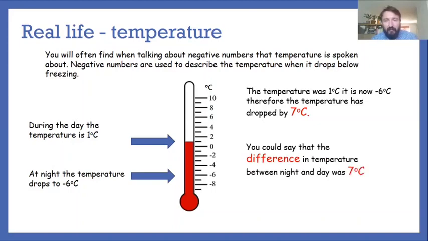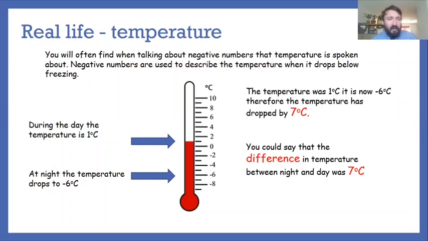Now, this word here is quite important because you will see this come up today, and you'll certainly see it throughout Year 6. You could say that the difference in temperature between night and day is 7 degrees. Difference is simply what is the difference from 1 to -6. When we counted through, the difference was 7 jumps. That is our difference. So the difference in temperature is 7 degrees.